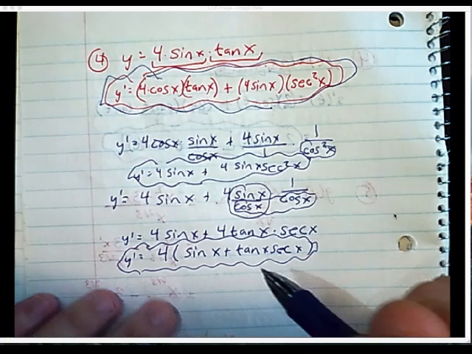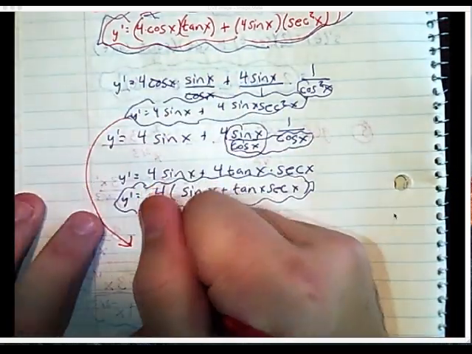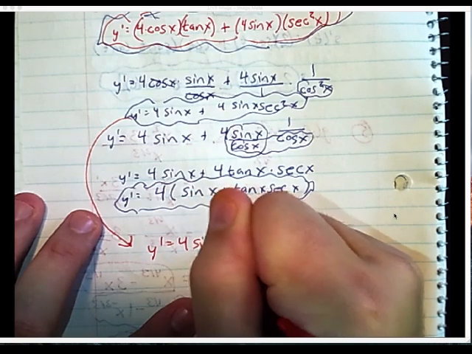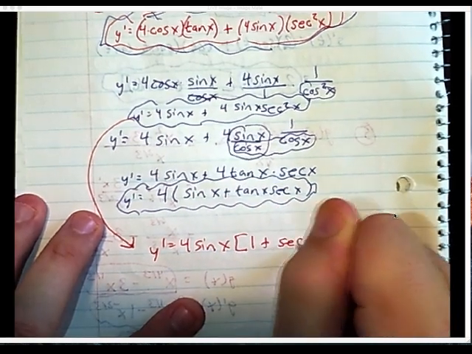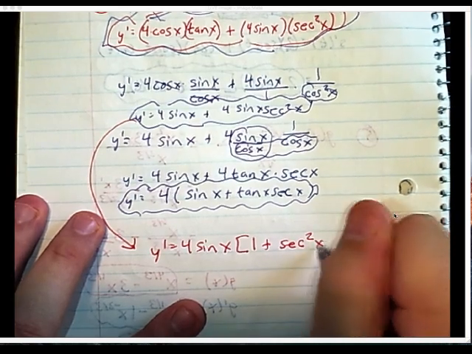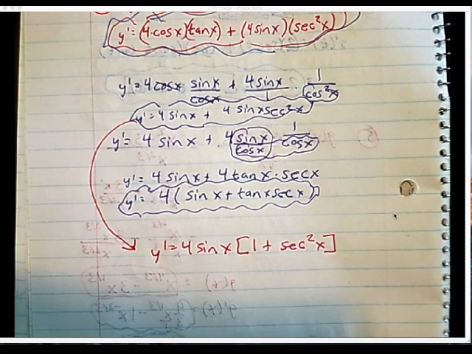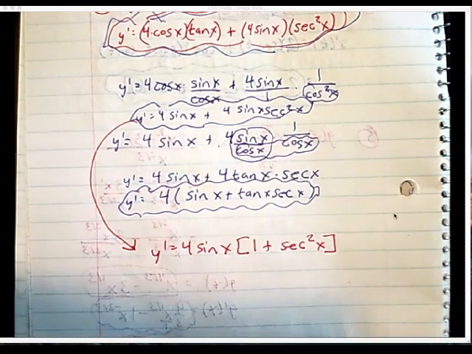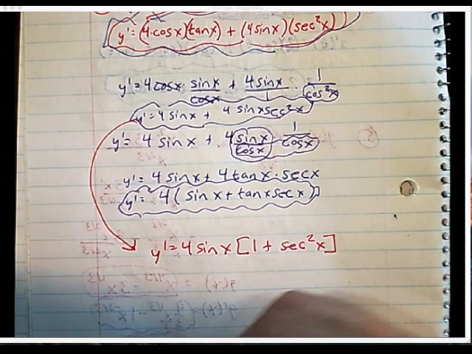Okay. From that point, you could have just said, take out the 4 sine of x, factor that out, and then you would get 1 plus secant squared. You would have got 1 plus secant squared from this point. So there's a lot of different options for your answer. Again, just keep simplifying until you get an answer that matches.